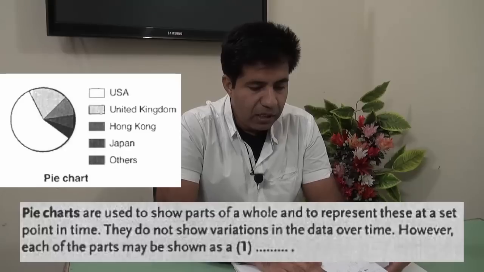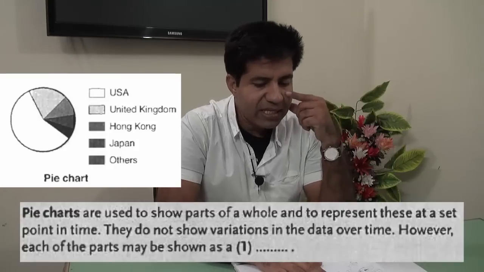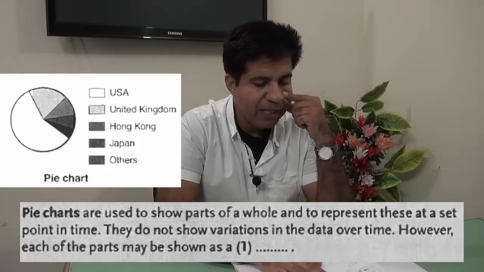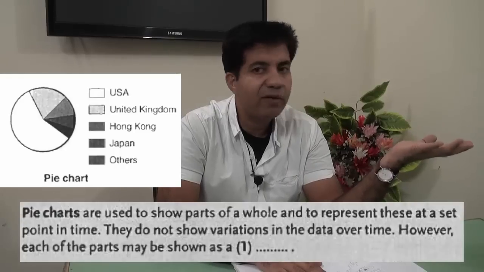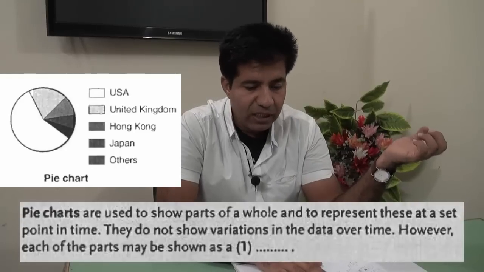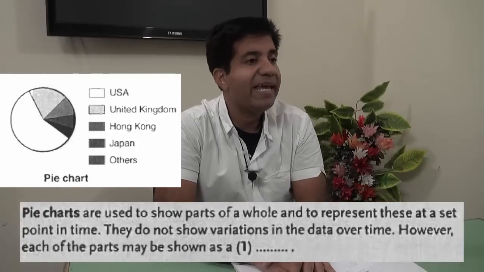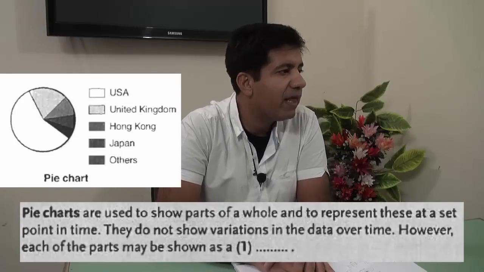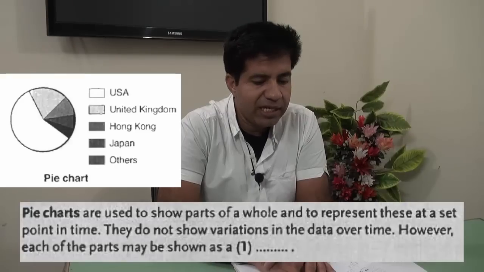Pie charts are used to show part of a whole and to represent these at a set point in time. They do not show variation in the data over time. Now pie chart will not show any variation. Pie chart will only tell you the percentage of that. However, each of the parts may be shown as a percentage. In blank number 1, please write percentage. So whenever there's going to be a pie chart, it will show the percentage of something.